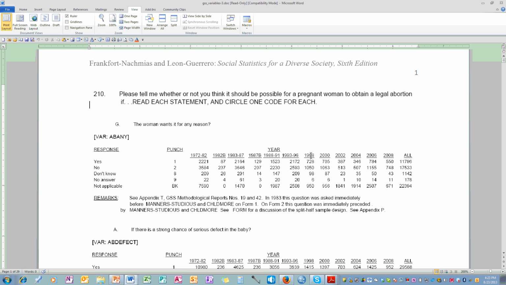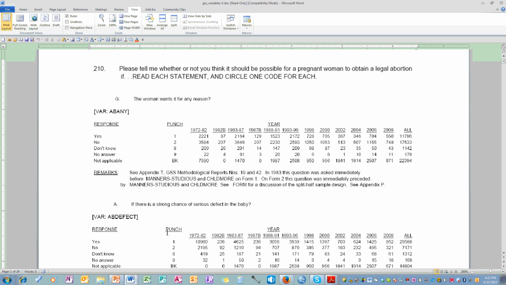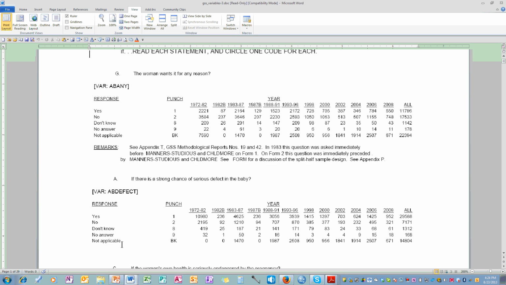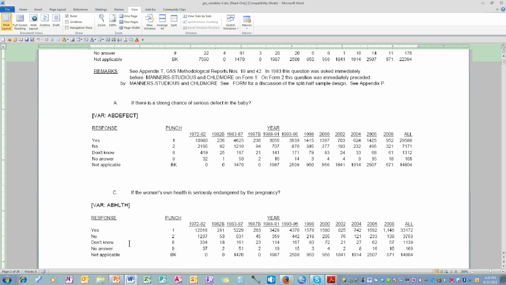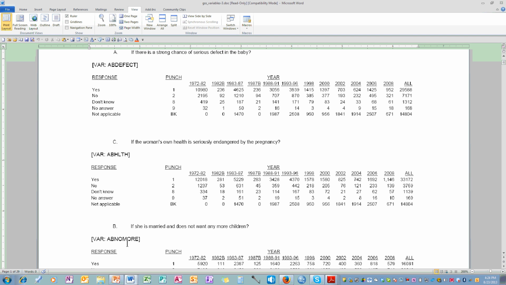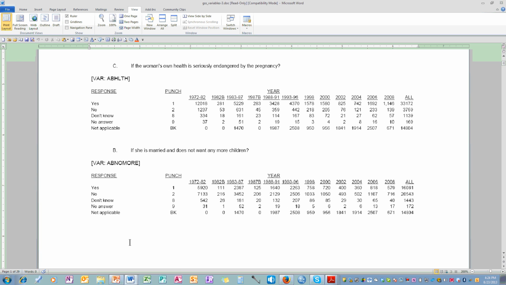The next question follows from the second. Please tell me whether you think it should be possible for a pregnant woman to obtain a legal abortion if there's a strong chance of serious defect in the baby. People could respond 1 or 2. The next question also has to do with abortion. Should abortion be available if a woman's health is seriously endangered? If she is married and does not want any more children?